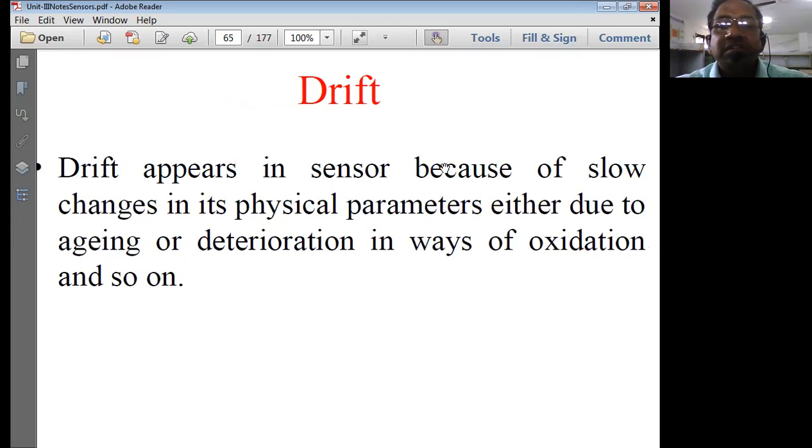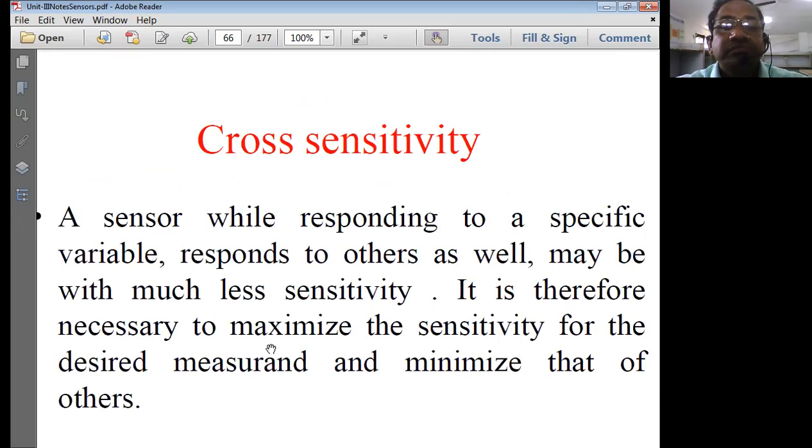Drift appears in sensors because of slow changes in their physical parameters due to aging and deterioration, in ways such as oxidation. Sensor is a slow device. Because the sensor is a slow device, its physical parameters change very, very slowly. Therefore, we experience drifts in the outputs of the digital systems. So this has to be compulsorily taken care of.